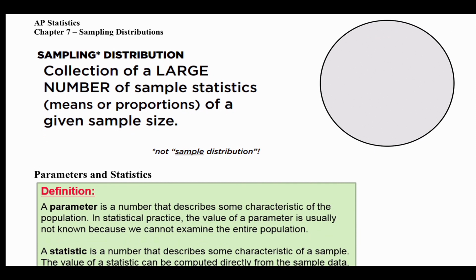But for samples, okay? So what is sampling distribution? It's the collection of a large number of sample statistics, okay? So if I were to take a lot of samples of anything, find a statistic, we're gonna talk about what a statistic is in a second, put all of those somewhere in this circle here, all of those would be what we call sampling distribution, okay? So a sampling distribution is a collection of a large number of sample statistics. It could be averages or it could be proportions, right? Means or proportions of a given sample size, okay?